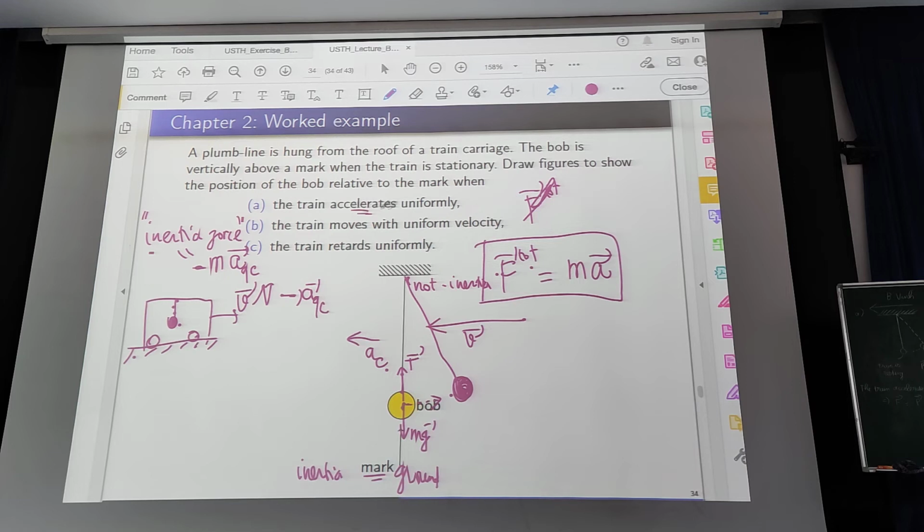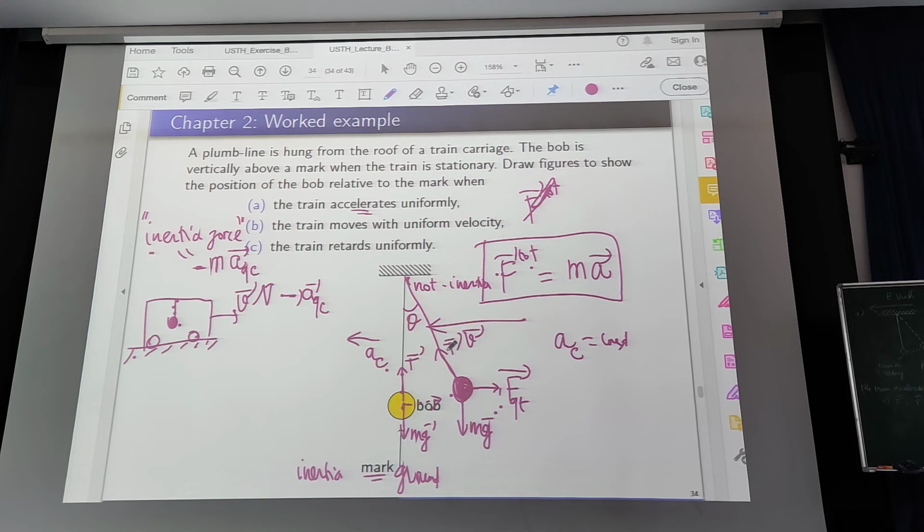And because it accelerates uniformly, the magnitude of A0 is constant. So you analyze the forces acting on the object: mg, the tension T, and the inertial force. Because the acceleration is constant, the inertial force is constant. And at this point, the bob is at rest on the train at this position, theta.